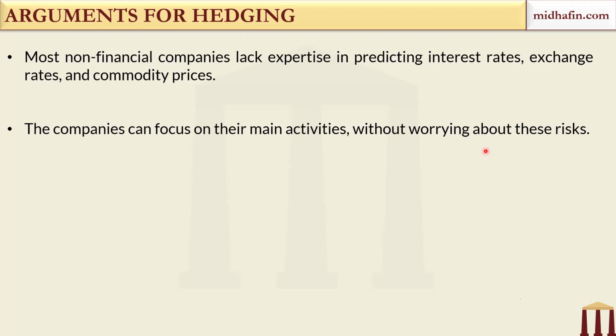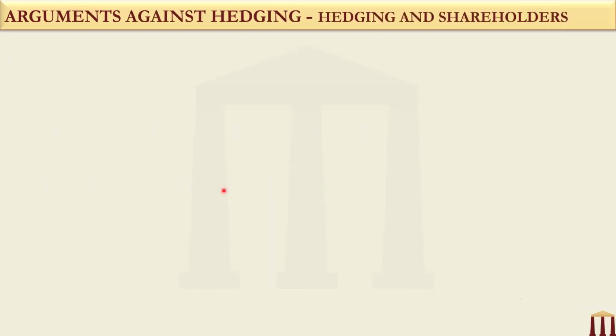Maybe you don't even have a CFO as a non-financial company. It's possible. So the companies can focus on their main activities if they hedge, without worrying about the price risks. So that is one of the arguments in favor of hedging, that the companies can avoid any kind of unpleasant surprises. Then what are the arguments against hedging?